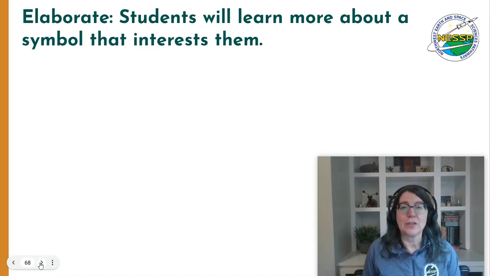In Elaborate, students will learn more about a symbol that interests them. We have some resources in there. Again, team logos, brand logos. Oftentimes there's a lot more meaning put into those than people realize at first glance.